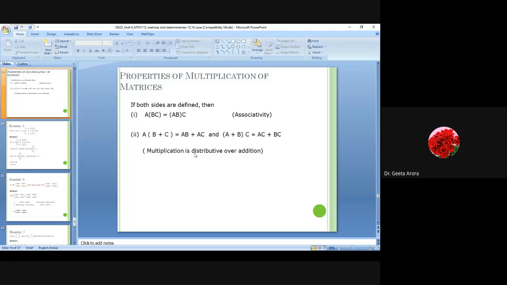Let me check how many slides are remaining for today's one, and then we will continue with the things. Okay, 5 slides are there, so I think we can cover it.